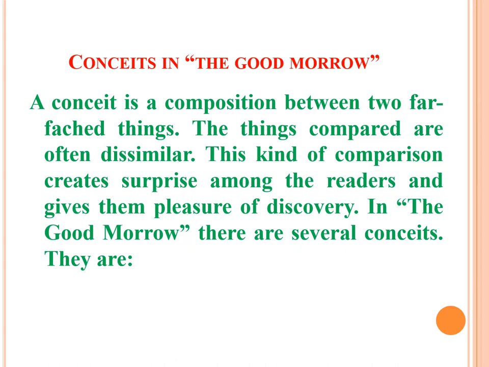What conceit? We know that Good-Morrow is considered as a metaphysical poem, and John Donne is considered as a metaphysical poet. So what is a conceit? A conceit is a comparison between two far-based things. Far-based, in the last class we mentioned. These are beyond our imagination and too dissimilar. Actually, this type of things, whenever you compare, these are called metaphysical conceits, okay? And the things compared are openly dissimilar. This kind of comparison creates surprise among the readers and gives them pleasure of discovery.